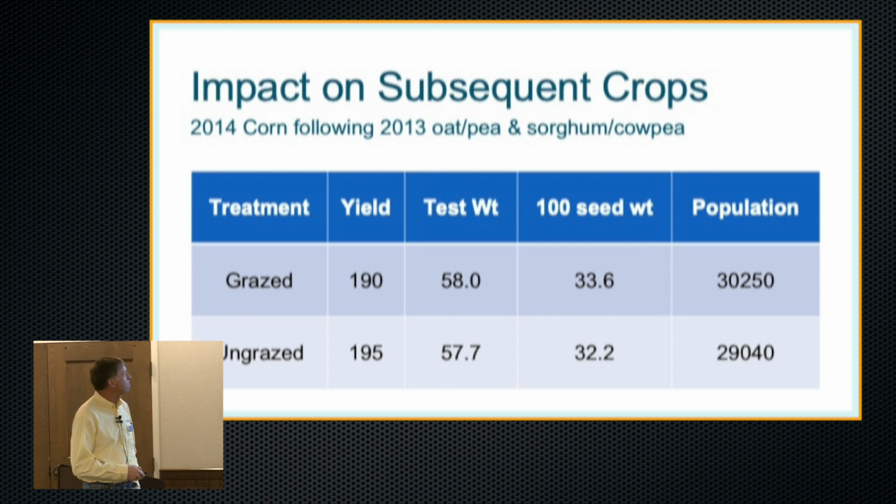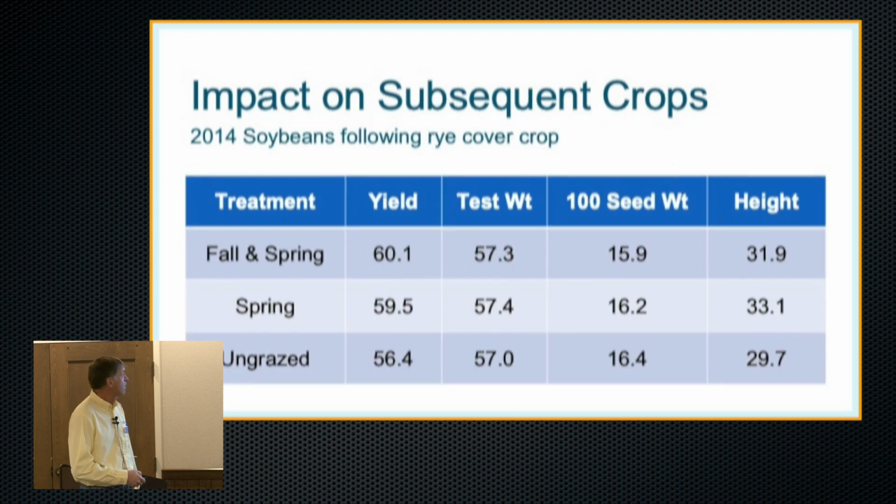In 2013, we had a field with oats and peas that we grazed, and then we came back and replanted sorghum and cowpeas, and we had some exclusion blocks that were not grazed. In 2014, we planted corn. The grazed areas yielded 190 bushels, and the ungrazed 195, so pretty much identical. You can see population wasn't hurt at all. Test weights very similar.